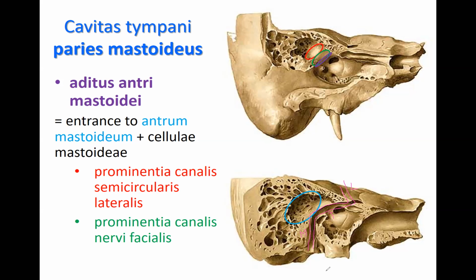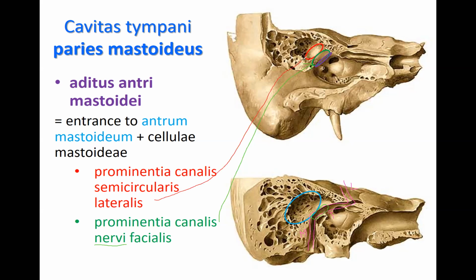Yeah. So then this structure is called the prominence of the facial canal. Yeah, in Latin, prominentia canalis nervi facialis. So this area approximately. And just above it is another bulging, another prominence, and it's the prominence of the lateral semicircular canal, part of the inner ear.